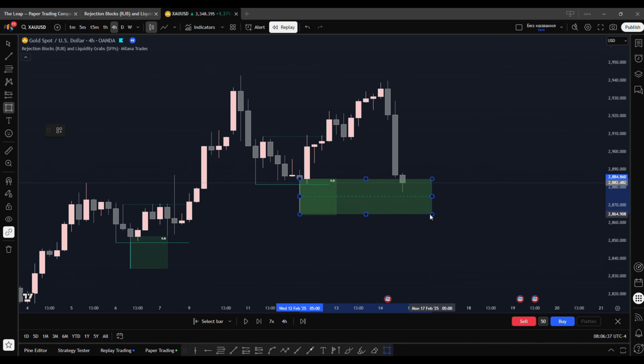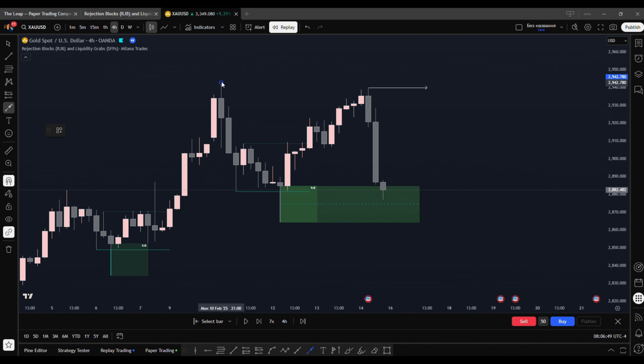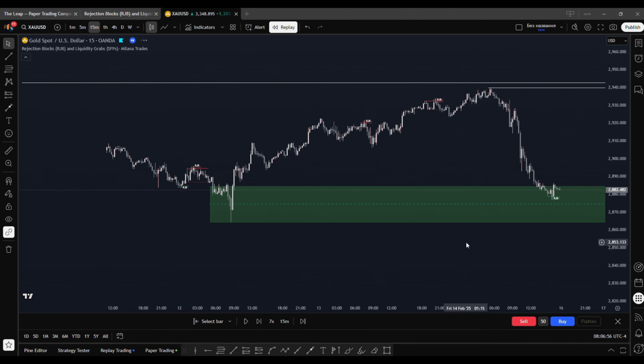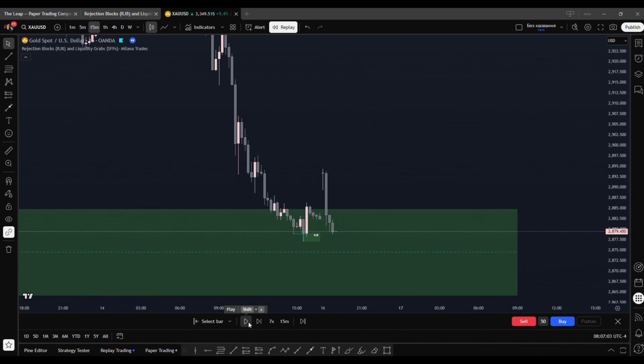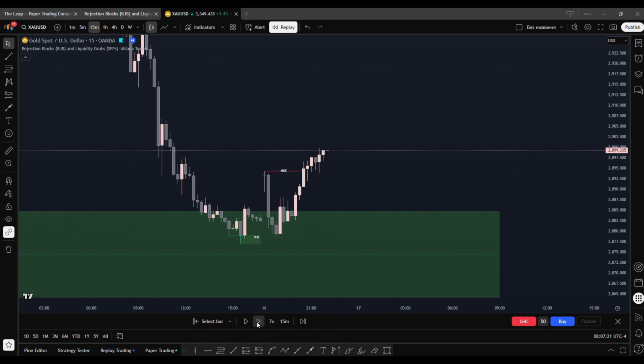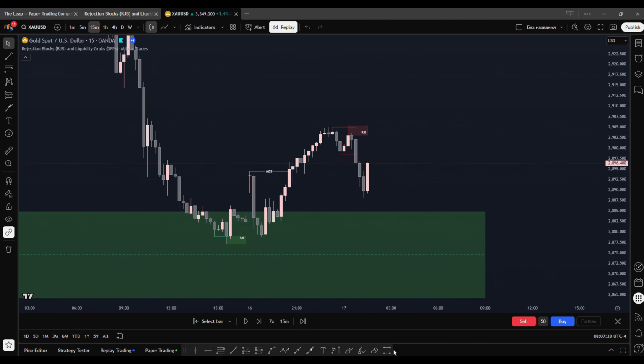When price approaches the rejection block, we don't jump in. We wait for the confirmation, a shift in structure or a reaction on a lower time frame. Once we get the confirmation, that's where we look for a clean entry.